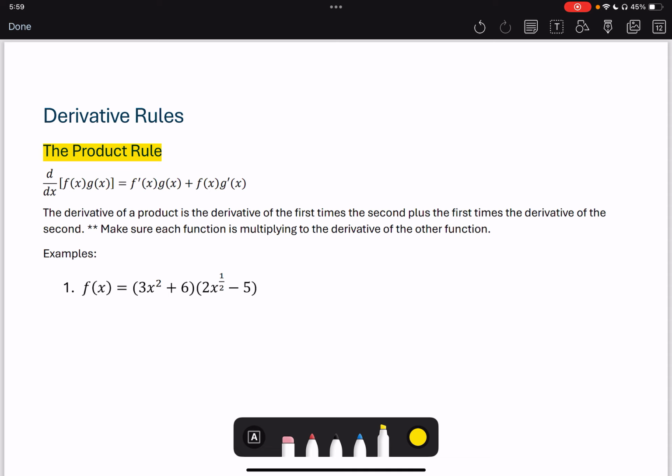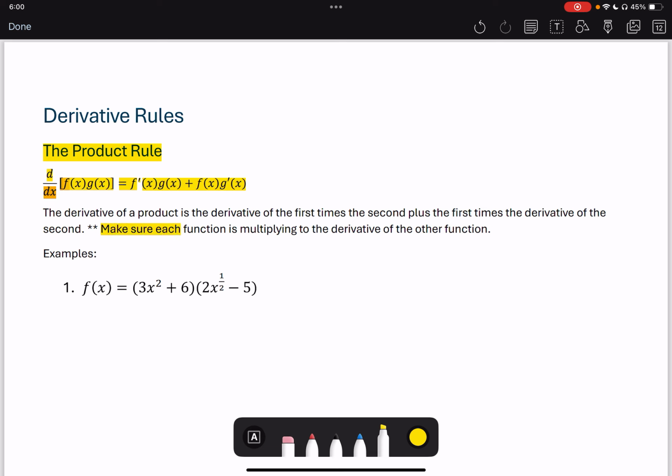a product. So if you look at what they're showing us here, if we have a product, so you see the f of x times g of x, and we want the derivative of that, that's what that d over dx stands for. Then what we want to do is take the derivative of the first, multiply that to the second, and then add that to the first times the derivative of the second, okay?